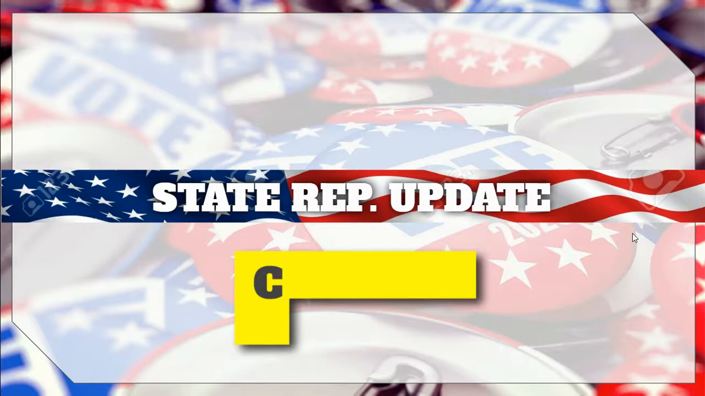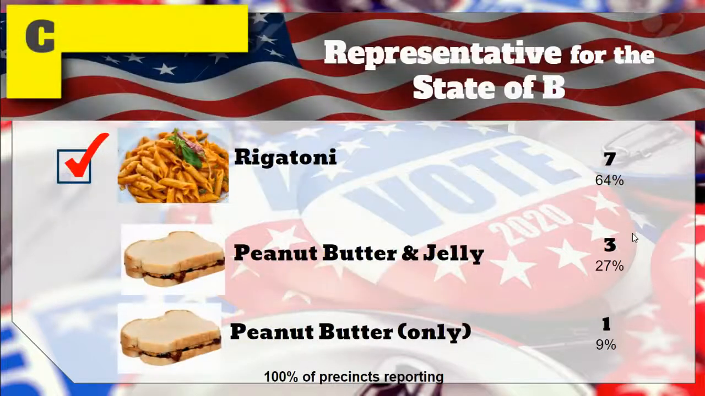Now, with 100% of precincts reporting, interesting results here. Very interesting. Rigatoni is going to get the win, and they're going to get 64% of the vote. Peanut Butter and Jelly was the other one that was on the ballot. They got 3 votes, but there was one write-in. That was a spot on the ballot.